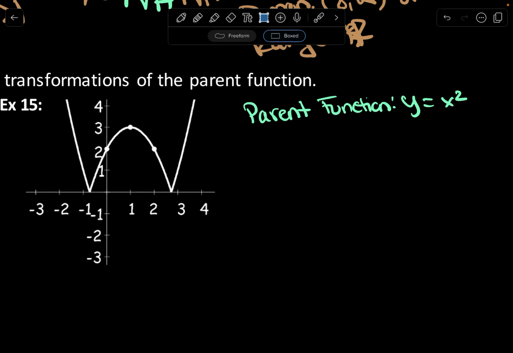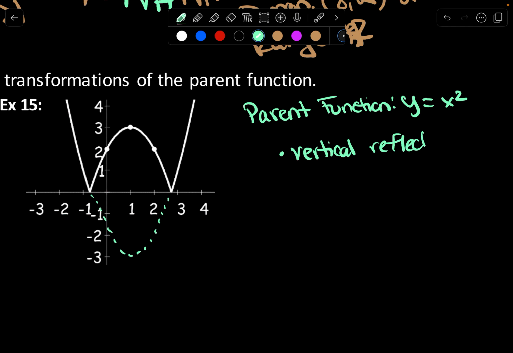So with this one, we can clearly see that it's been manipulated. This one should be going in this direction if it did not have any transformations applied to it. So we obviously have a vertical reflection, but just putting a negative is not going to satisfy this. Therefore, we have to use the absolute value of this function because every single negative value is being reflected over the x-axis.